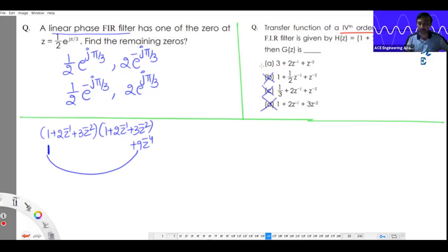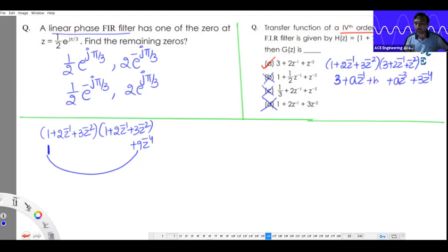Automatically, what is correct? Again, the beauty is the word linear phase. See here, 1 plus 2z inverse plus 3z power minus 2, into 3 plus 2z inverse plus z power minus 2. If I expand, first term 1 into 3, last term 3z power minus 4, then z inverse, z power minus 3 terms. It is symmetric with respect to the center. It is symmetric or not?